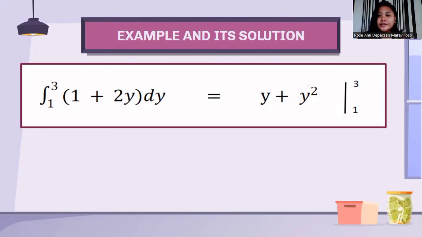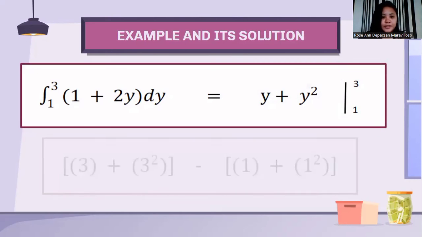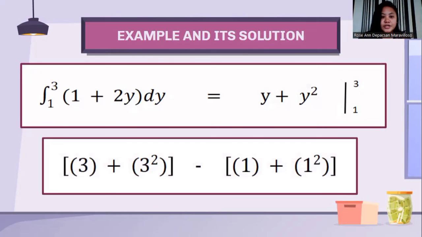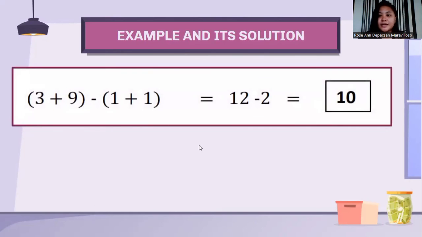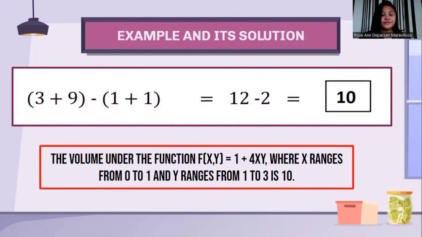So the antiderivative with respect to y is y plus y squared, which we will evaluate also from 1 to 3. Evaluated at y equals 3, we have 3 plus 3 squared, minus, evaluated at y equals 1, we have 1 plus 1 squared. So 3 plus 9 minus 1 plus 1, or 12 minus 2, is equal to 10. Therefore, the volume under the function f of x comma y equals 1 plus 4xy, where x ranges from 0 to 1 and y ranges from 1 to 3, is 10.